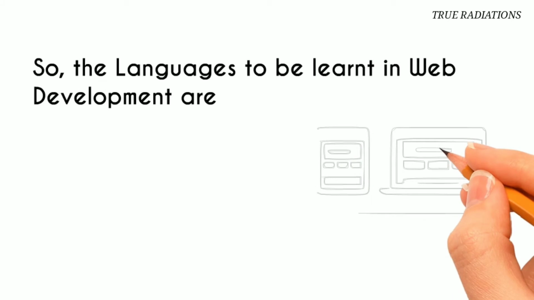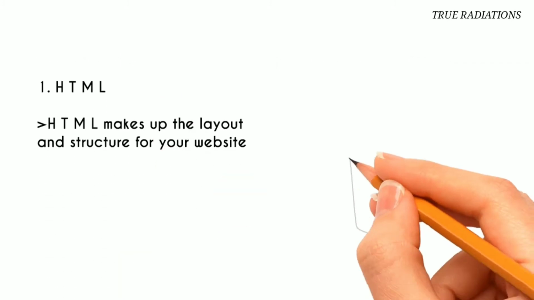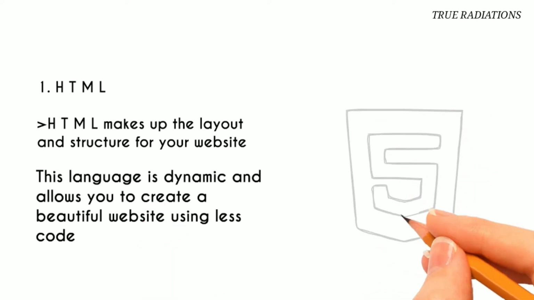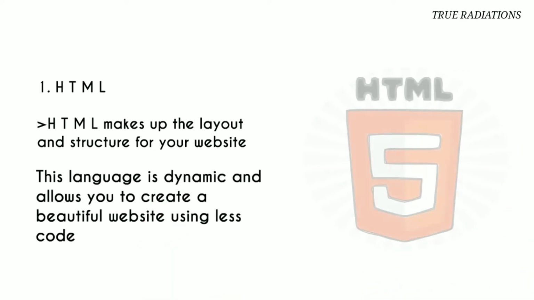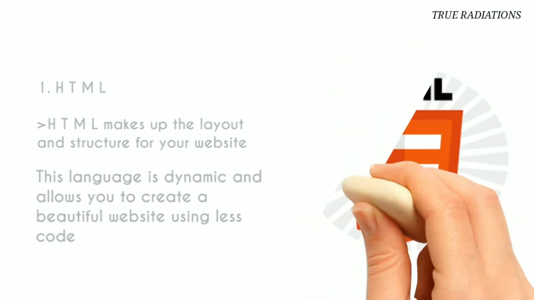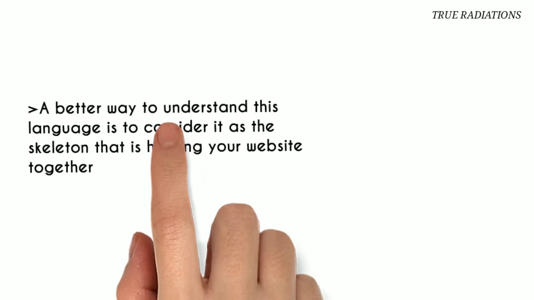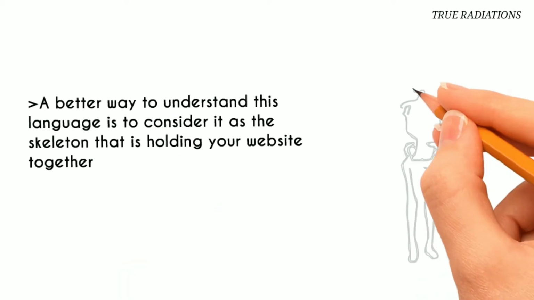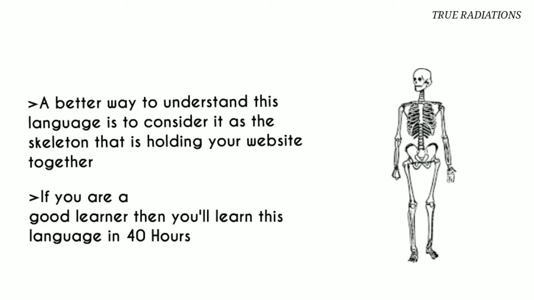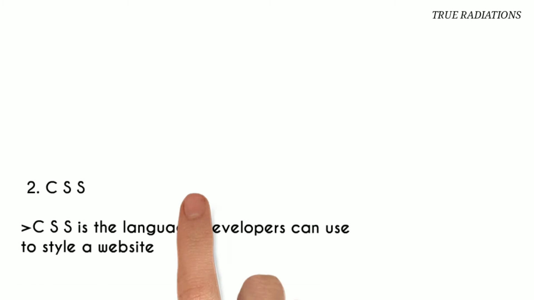So, the languages to be learned in web development are: Number 1. HTML. HTML makes up the layout and structure for your website. This language is dynamic and allows you to create a beautiful website using less code. A better way to understand this language is to consider it as the skeleton that is holding your website together. If you are a good learner, then you'll learn this language in 40 hours.